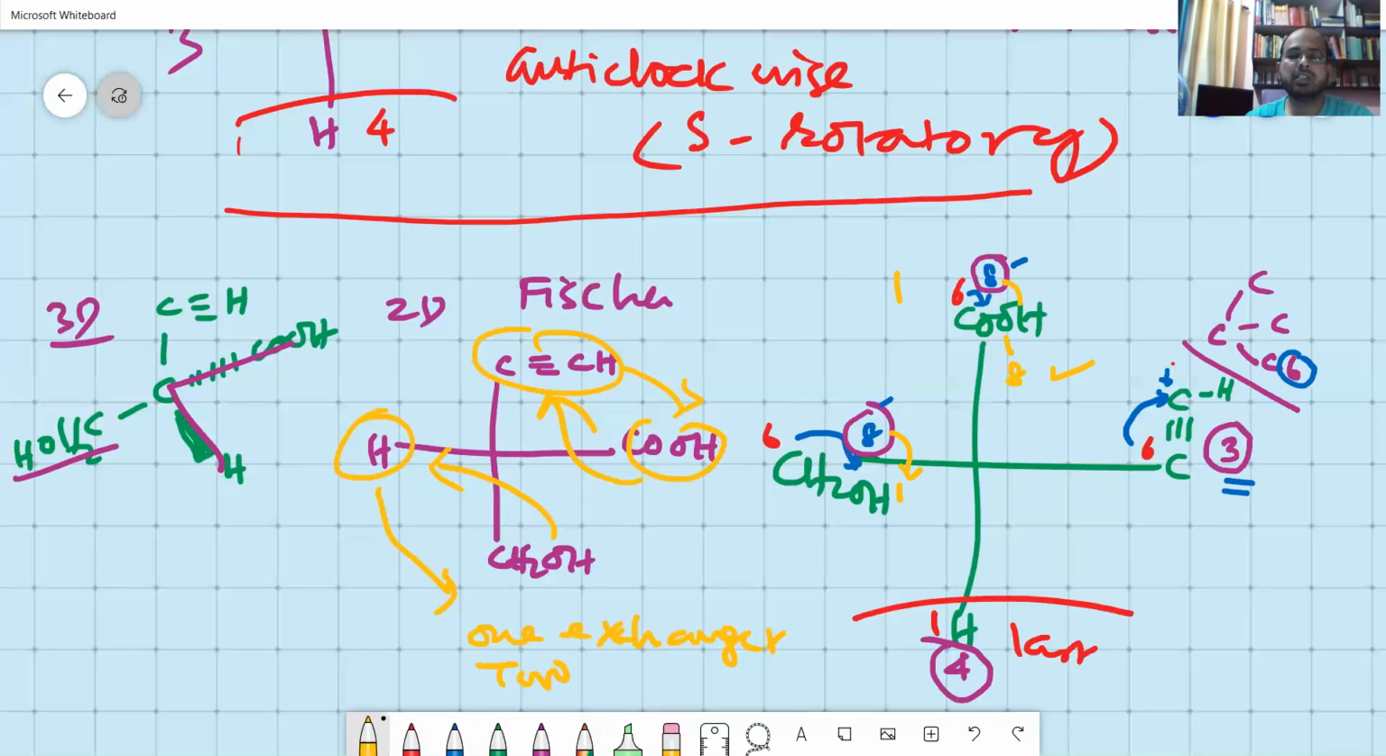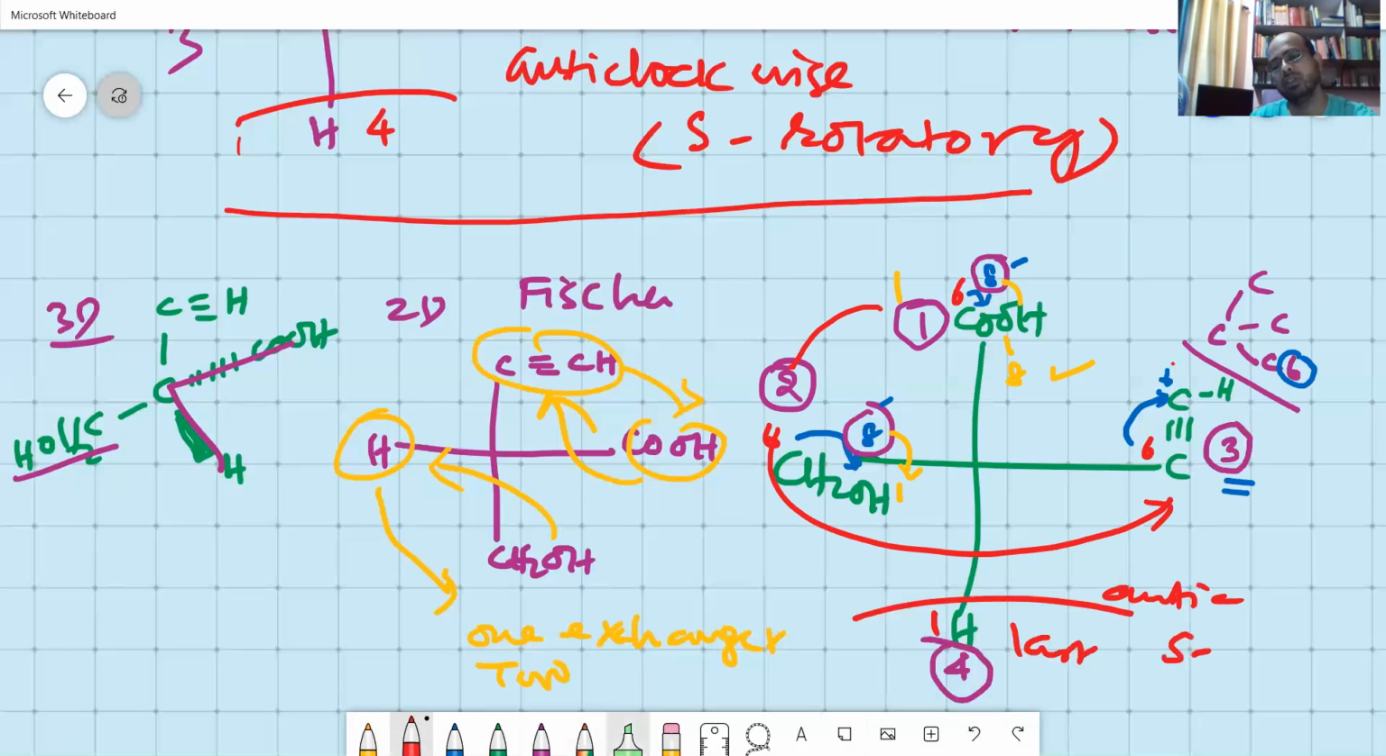So higher means this is the first priority. That is the top one. And then this becomes the second one. So overall you can see the structure goes 1, 2 and 3 like this. It's again anti-clockwise, therefore it is S isomer.